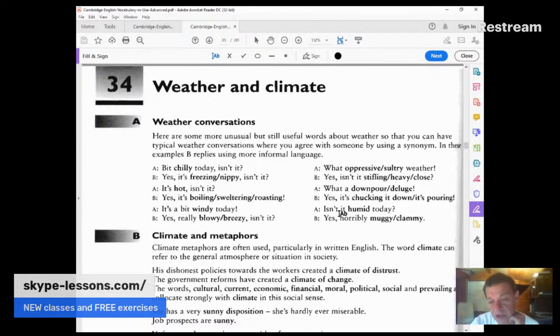And lastly, isn't it humid today? This means hot and when there's a lot of water in the air, there's a lot of moisture in the air. Yes, horribly muggy, clammy, so you sweat a lot when it's humid. We also say stuffy for humid as well, so that's another good word for humid.